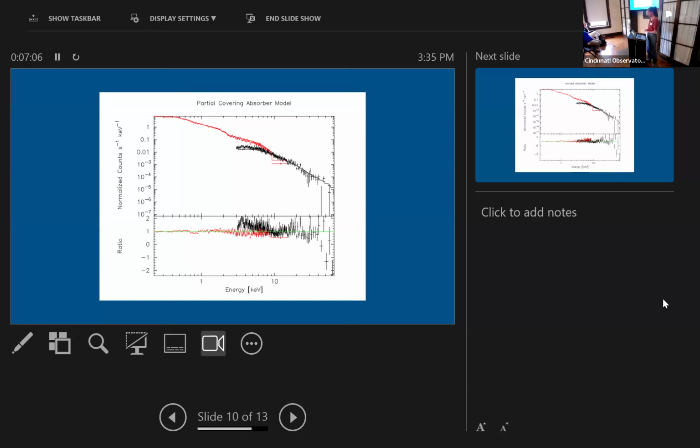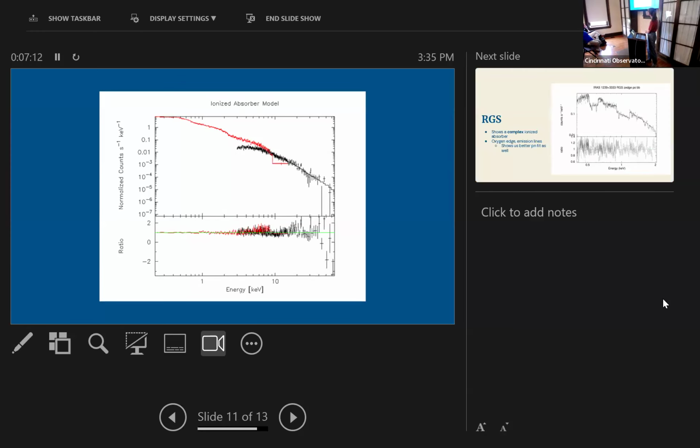However, this model didn't fit super well, so we moved on to try just an ionized absorber, which, even though we didn't think it would work as well, did work a little bit better. It still was not overall great. So from here, we were just wondering, okay, well, what possible model could fit here, and also what is causing all of this polarization. So we went to dig a little deeper, and this is when we started using the RGS data.